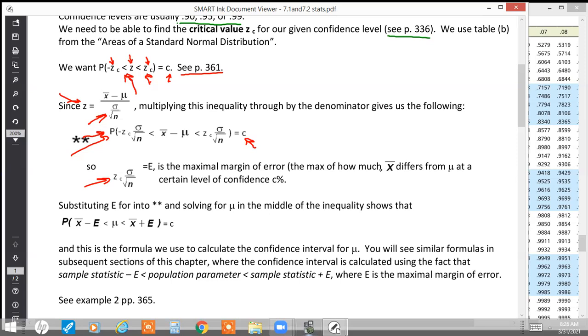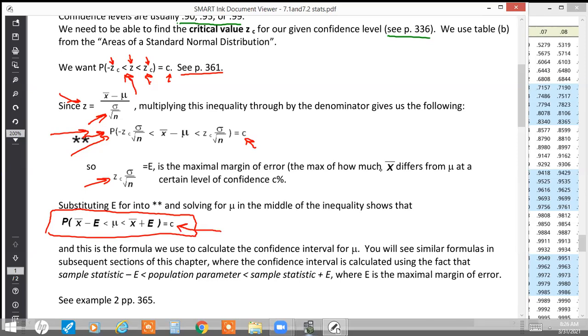All right, so when you substitute E into this start equation right here, you get this. This is the result of what we want. We are actually calculating the probability that mu is between X bar minus some amount of error and X bar plus an amount of error. So mu is greater than X bar minus E, and mu is less than X bar plus E, and we are C% confident, whatever C is, that that's the case, okay?